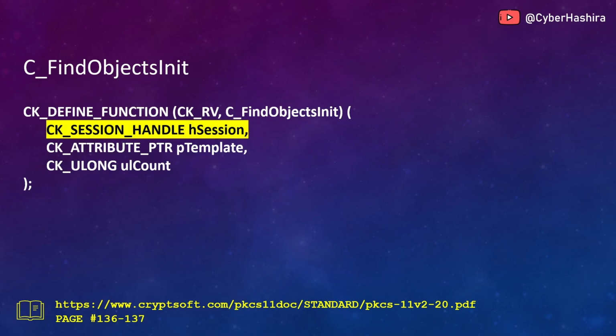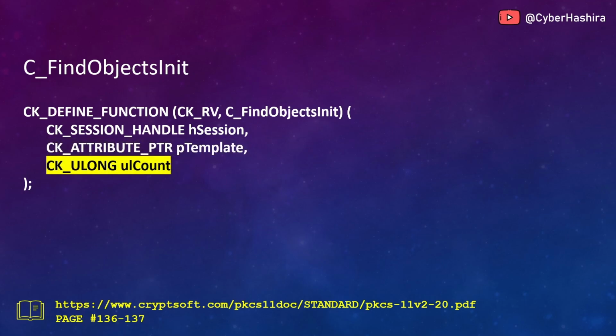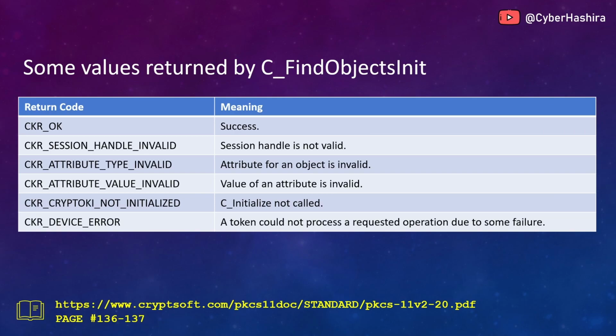Like many other PKCS11 functions, the first argument is a session handle. The second argument is a template that will be used to perform a search. The template may contain one or more attributes that will be used to search for a specific object. Stay with me, I'll explain how this works in a minute. And the third argument is the length of that template. This is usually the number of attributes present in the search template. And these are some of the return codes that C_FindObjectsInit function may return. You can read about C_FindObjectsInit on page 136 and 137.